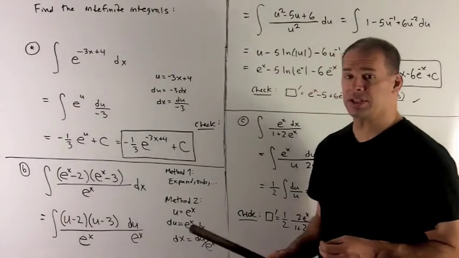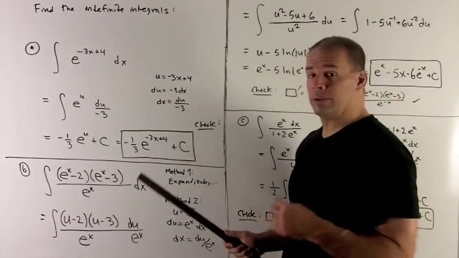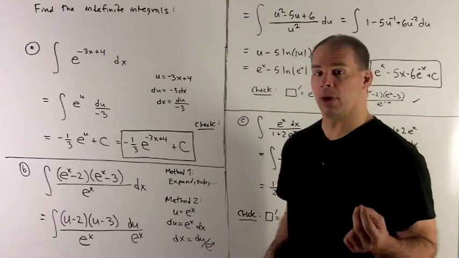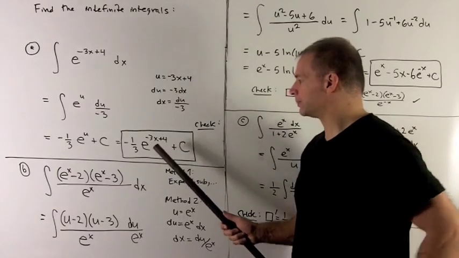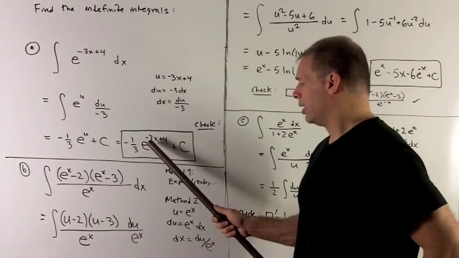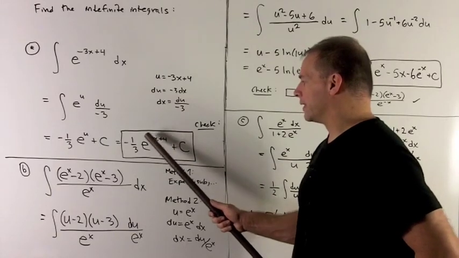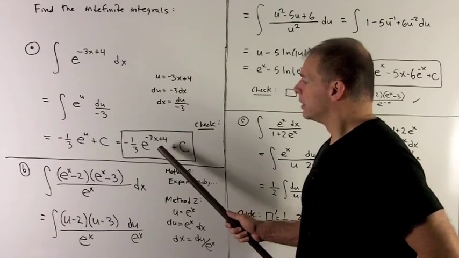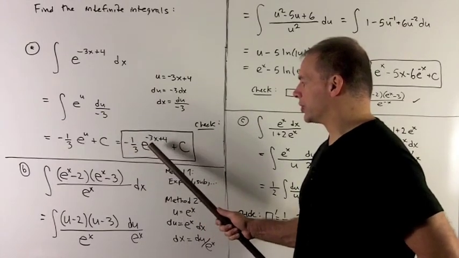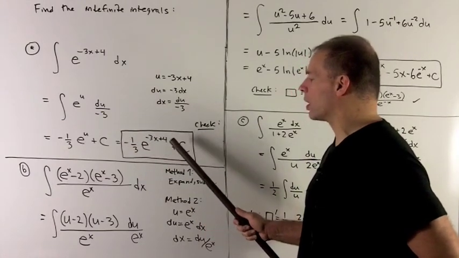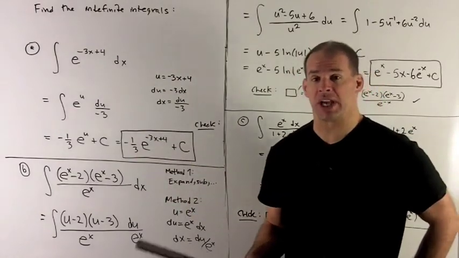Now I should check this. So what's the rule for the derivative of e to the u? That's going to be return e to the u, and then multiply by the derivative of u with respect to x. So here, we're just going to return e to the u, and then I'm going to multiply by the derivative of the top, which is just minus 3. So the minus 3 and the minus 1/3 cancel out, leaving me with just e to the minus 3x plus 4. And that's going to give me what we had when we started out. So this checks out.